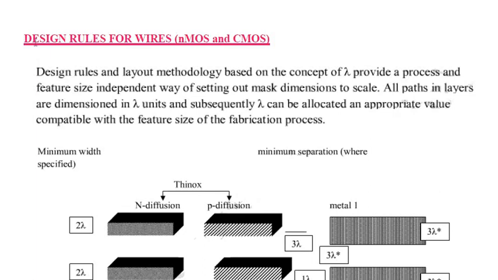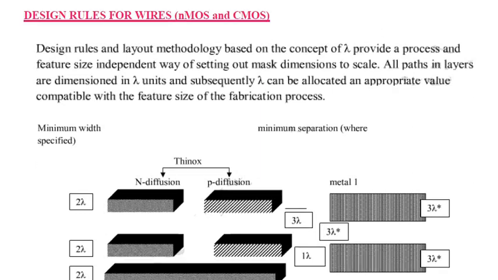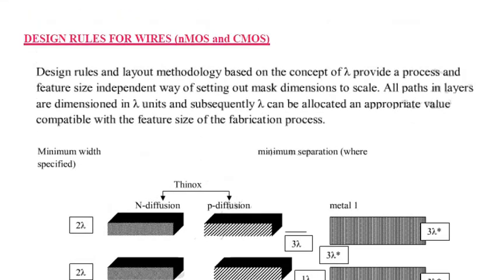Now the next topic we are going to see is design rules for wires. What are the design rules that you are going to prepare for wires? The design rules and layout methodology based on the concept of lambda are a process and feature-size independent way of setting out mask dimensions to scale. I'll clearly explain why we use these design rules for wires. All the paths and all the layers are dimensioned in lambda units, so these are all lambda-based dimensions, and lambda can subsequently be allocated an appropriate value compatible with the feature size of your fabrication process.